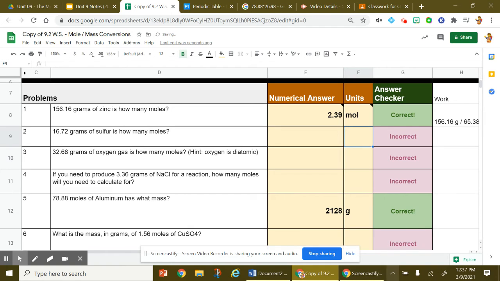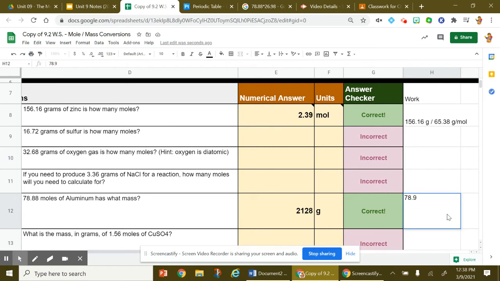Now remember, you got to show me some kind of work here. So if you want to put your work in right here, 78.88 moles times 26.98 grams per mole, you can just do that. And one of the benefits of doing that is you can copy and paste it into a Google search bar and it'll do the math for you.